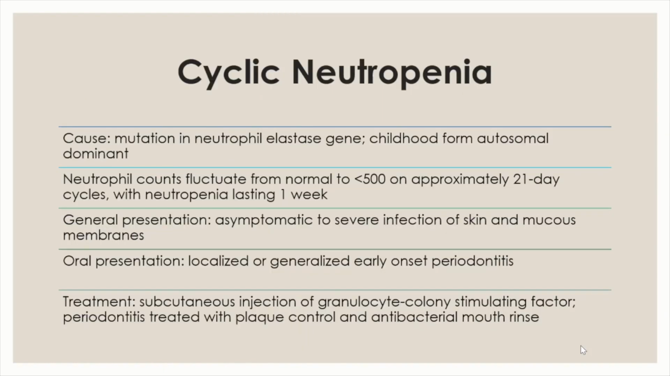An example of a quantitative defect of neutrophils is cyclic neutropenia. The cause is a mutation in the neutrophil elastase gene causing defect in stem cell regulation, and there is a childhood form which is inherited, autosomal dominant. The neutrophil counts fluctuate from normal to less than 500 per microliter of blood on approximately 21-day cycles, with neutropenia lasting for 1 week. The general presentation varies from asymptomatic to severe infection of skin and mucous membrane. Symptoms often decrease with age.